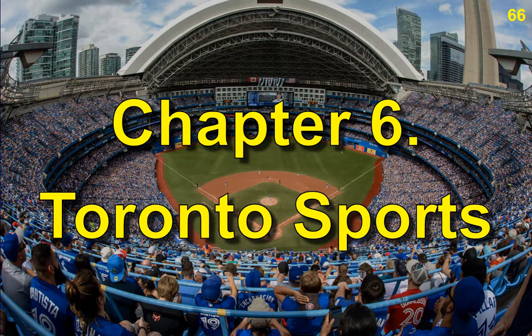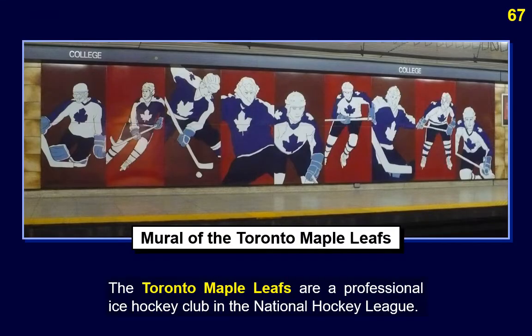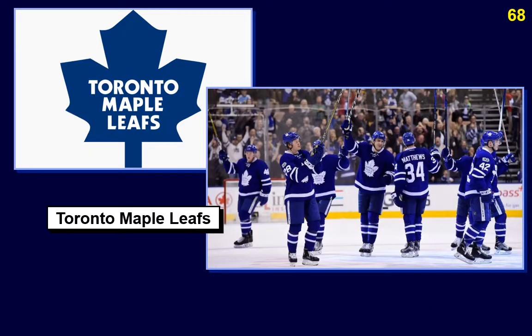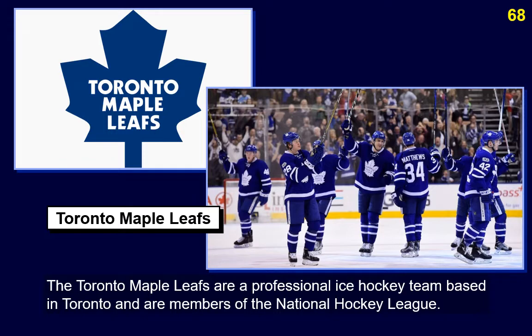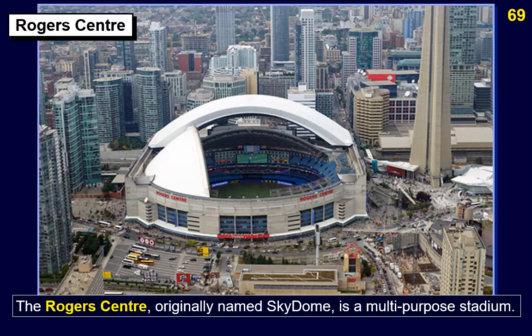Chapter 6. Toronto Sports. The Toronto Maple Leafs are a professional ice hockey club in the National Hockey League. The Toronto Maple Leafs are a professional ice hockey team based in Toronto and are members of the National Hockey League. The Rogers Centre, originally named Sky Dome, is a multipurpose stadium.